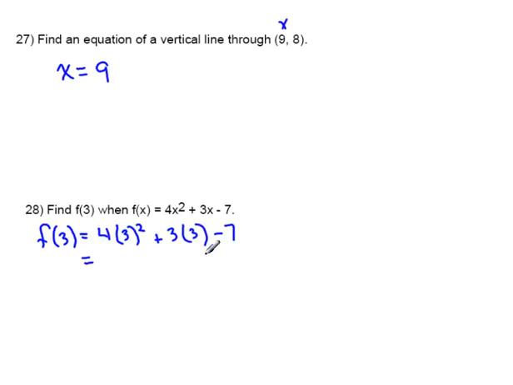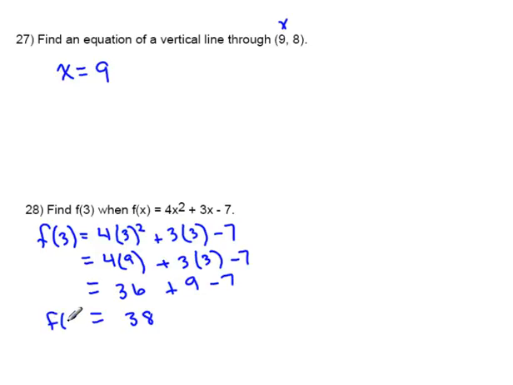We're going to follow the order of operations. So exponents first. 3 squared is 9. Now we're going to multiply from left to right. So 4 times 9 is 36. 3 times 3 is 9. And now do the addition and subtraction from left to right, and you get 38. So f of 3 equals 38.